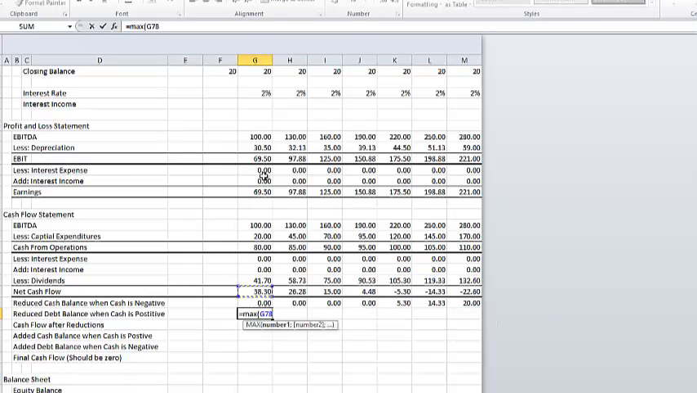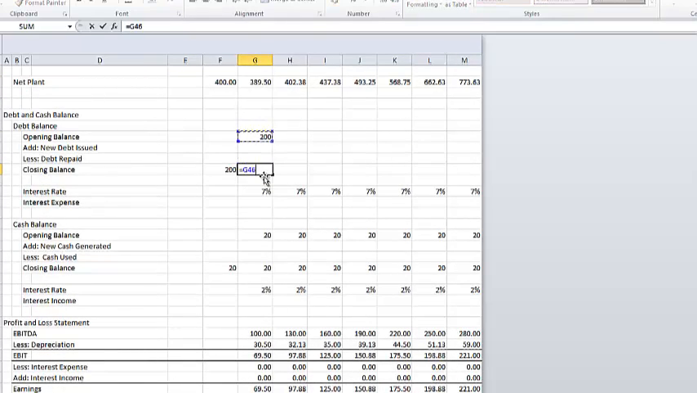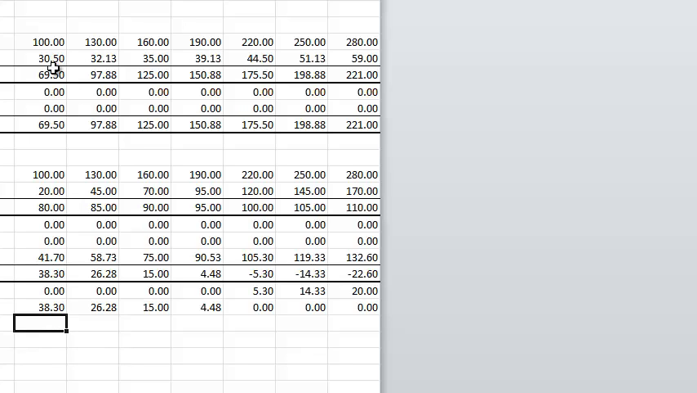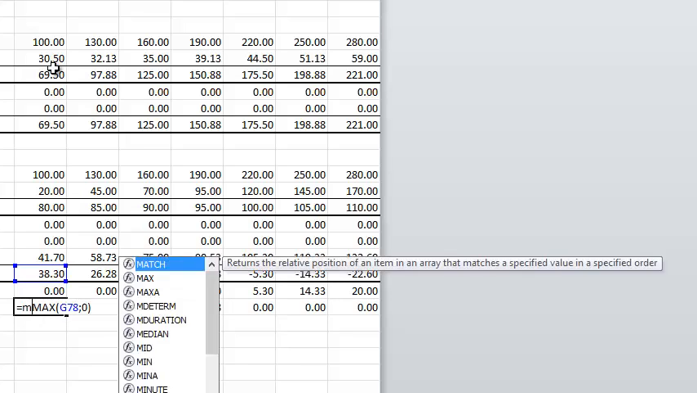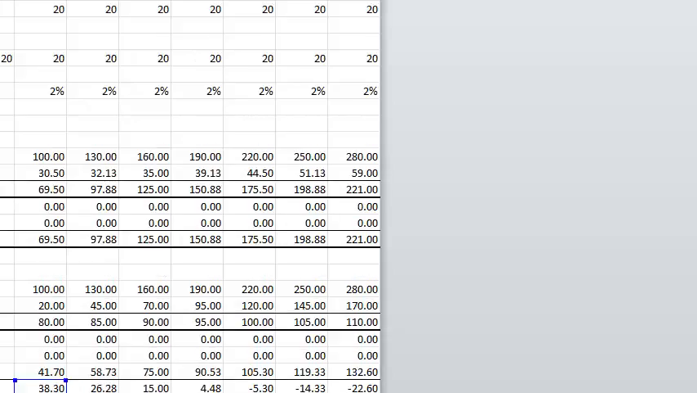Now, if this cash is positive, like this, we first do our little maximum test to see if it's positive, and then we'll make the same thing. We'll take the opening balance plus any new debt issued minus the debt that's repaid. When the cash flow is positive, we're going to use that to repay the debt. Now, we can't repay more than the debt we have, so we put a minimum of this or the opening balance of the debt.